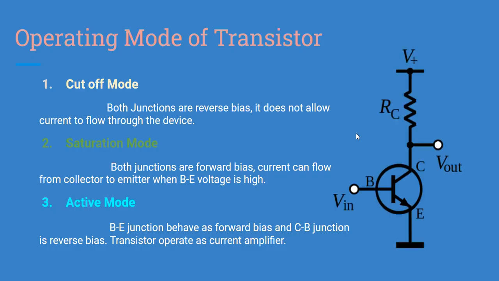And these are the three operating modes. The junctions, or diodes, are always between collector and base, and base and emitter. There is no junction between collector and emitter. Keep this in mind. In cutoff mode, both junctions will be reverse biased. In saturation mode, both will be forward biased. And in active mode, base to emitter will be forward biased and collector to base will be reverse biased. In this case the transistor operates as a current amplifier, because at the output it will give a big amount of current.